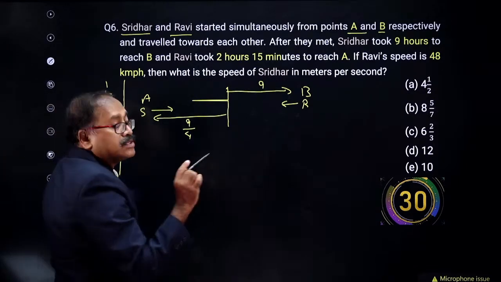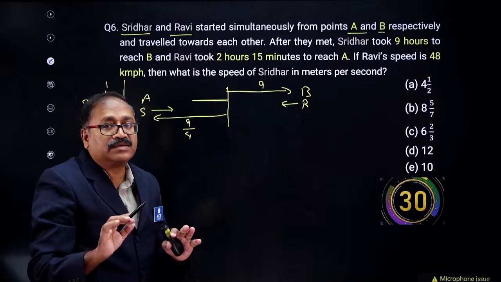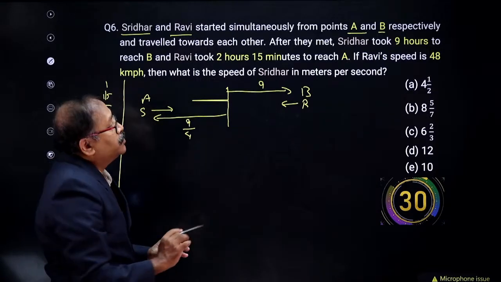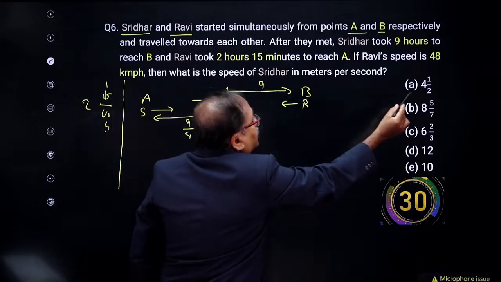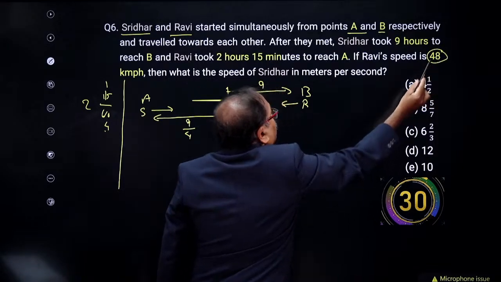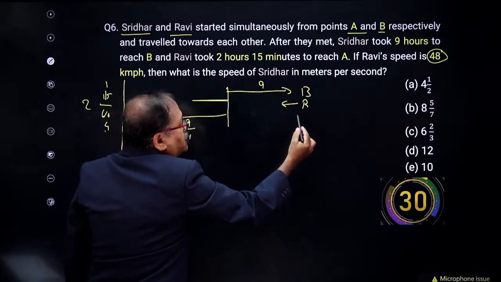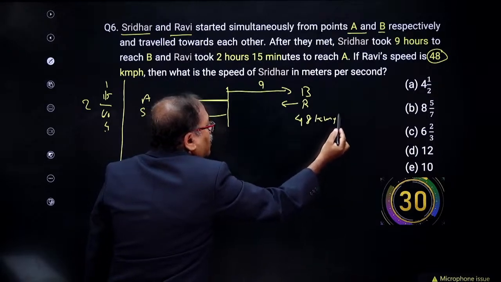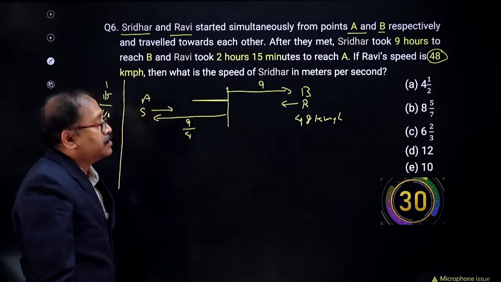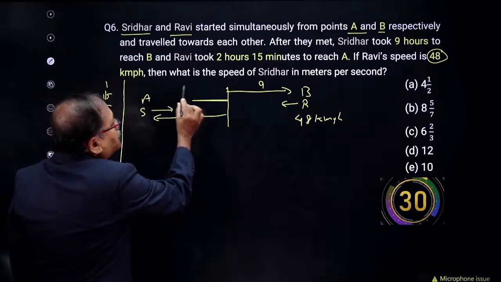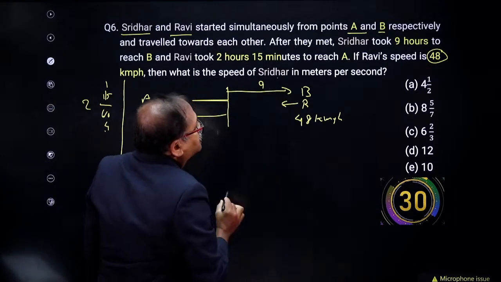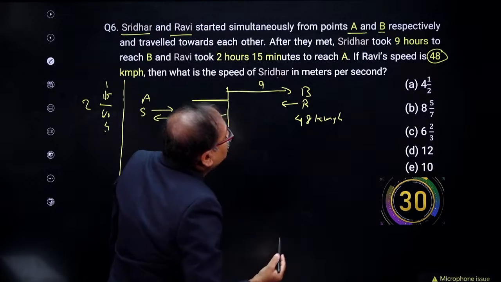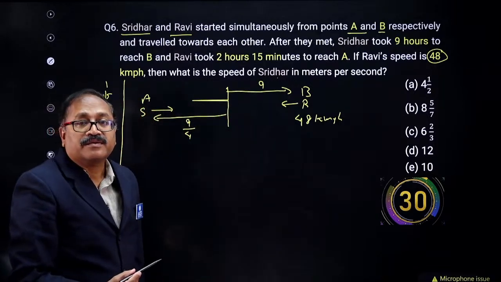Okay. Now it's a very important question. So please listen to it carefully. If Ravi's speed given to us is 48 km per hour, Ravi's speed 48 km per hour. Then what happens? What is the speed of S in meter per second?